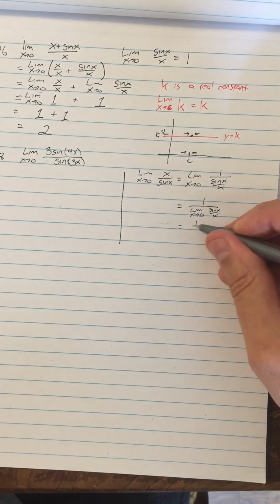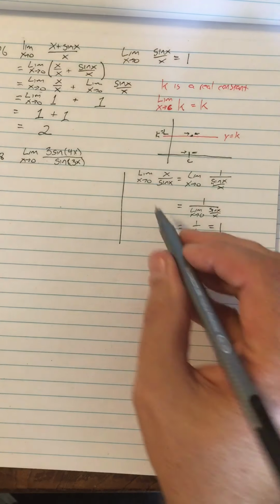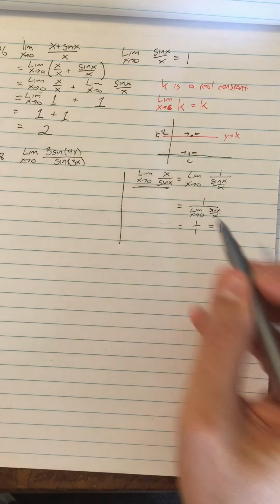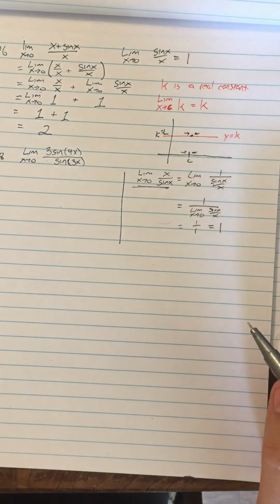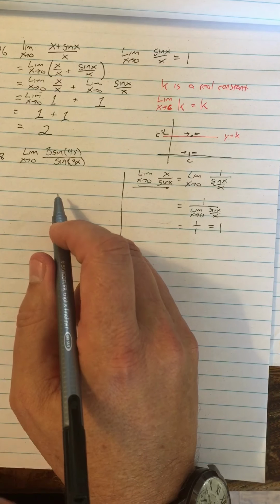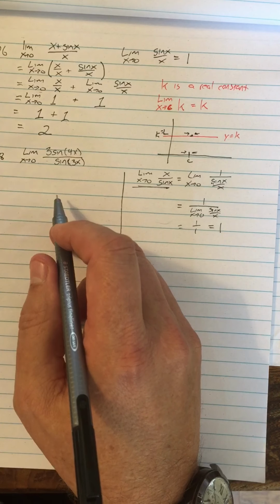It's 1. Therefore I have 1 over 1, and that's 1. Now I have the useful conclusion that the limit as x approaches 0 of x over sine x is also 1. All right, now how does that help me here? I still have to be pretty darn creative.